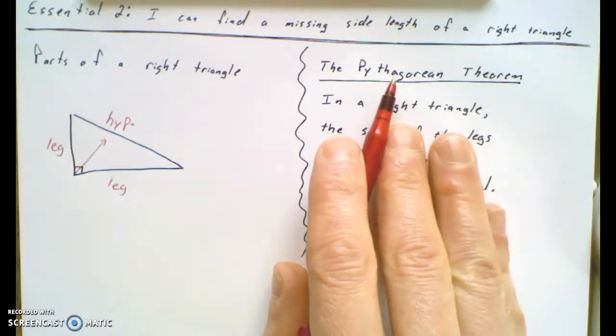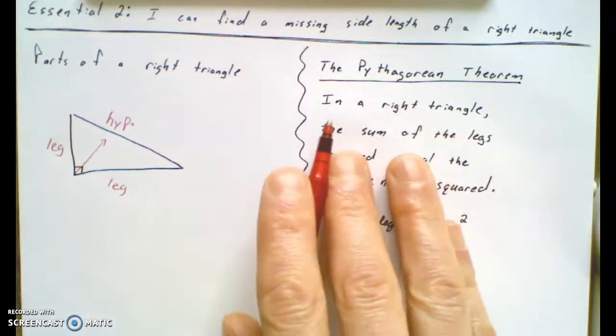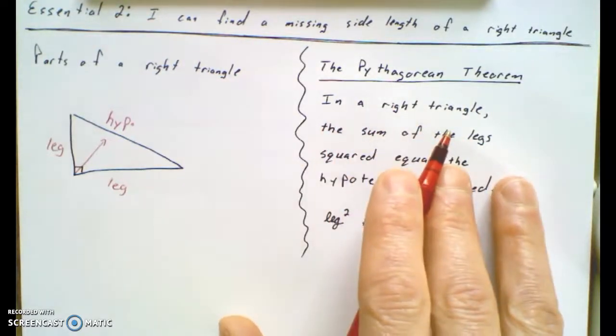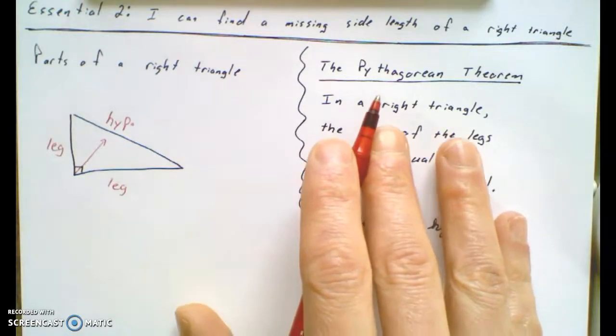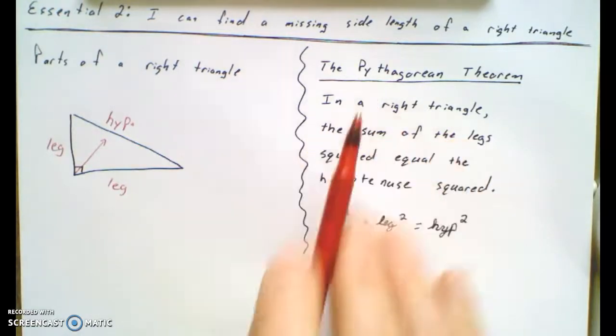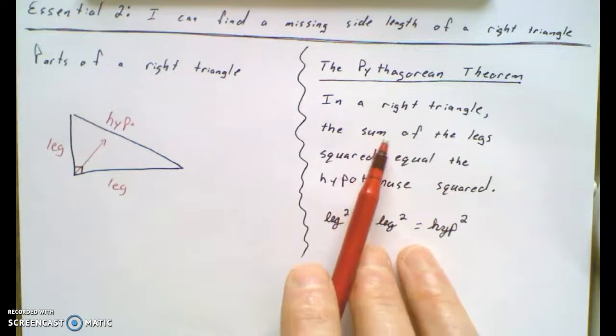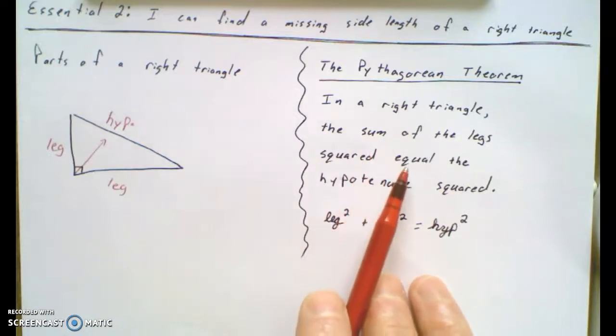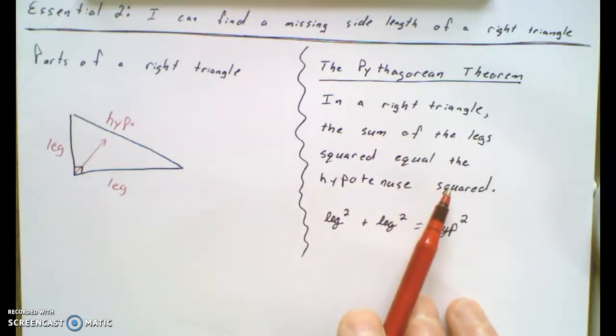And it deals with right triangles, right? That's the first part of the theorem. It says in a right triangle, right? Because remember, this only works in right triangles, okay? So in a right triangle, the sum of the legs squared equals the hypotenuse squared.